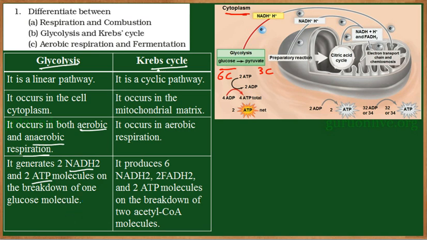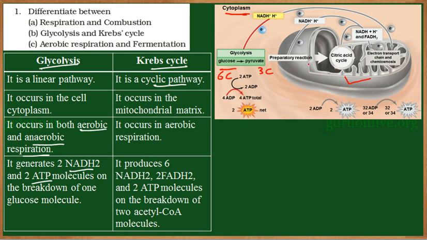Now coming to the next one, the Krebs cycle. The next stage will be the Krebs cycle. So you can see here the citric acid cycle, also called the Krebs cycle. It is cyclic in nature. So this pathway is a cyclic pathway. It is represented by a cycle, and the cell organelle is the mitochondria. The pyruvate which is formed during glycolysis enters into the mitochondria, where it takes part in the Krebs cycle.